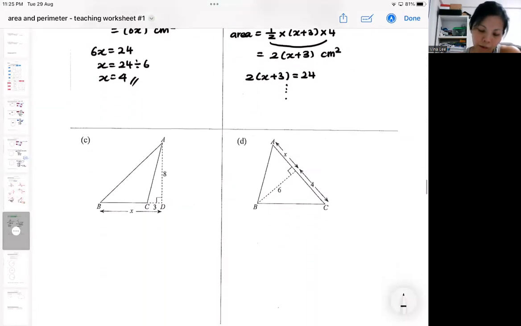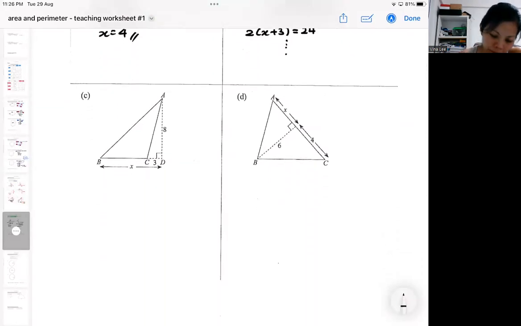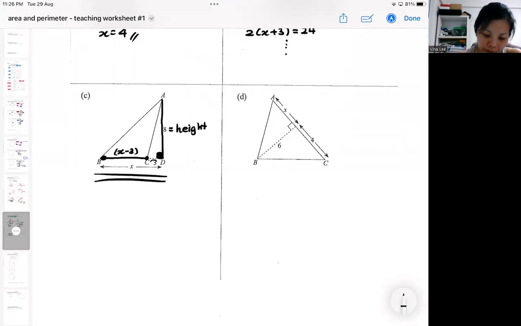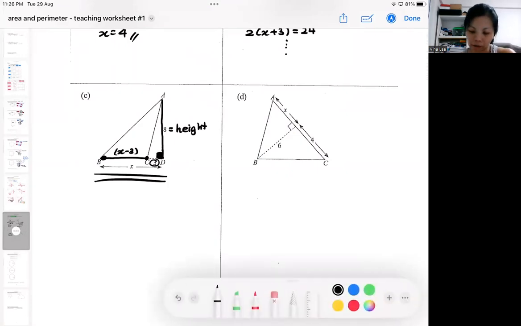The next two will be a little bit tricky. This is the base, and this will be the height. They are perpendicular to each other. The height will be 8. The base is the tricky one. Can you tell that BC is actually x minus 3? It is the whole length here, subtracting the tiny part, which is not supposed to be part of the base.